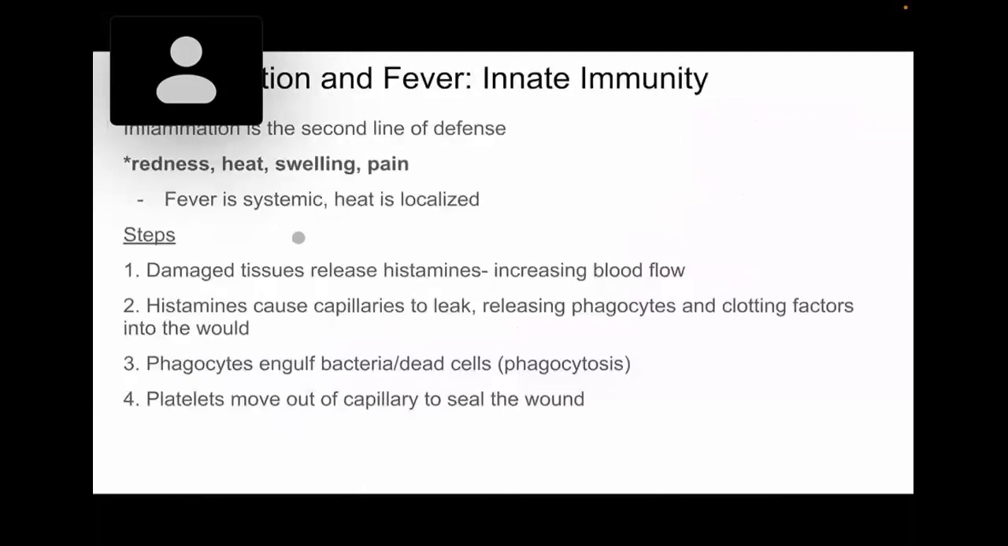As I said earlier, inflammation and fever are part of our innate immunity. Remember, when we're talking about fever, fever is systemic, heat is localized. Inflammation has heat involved. It's redness, heat, swelling, and pain. Both are part of our innate immunity, but just please remember that fever is systemic, heat is localized. And I've also listed the steps for you.